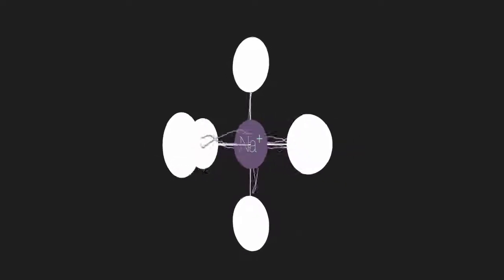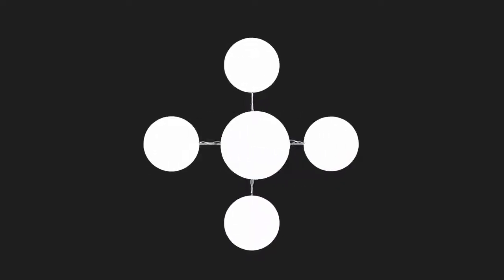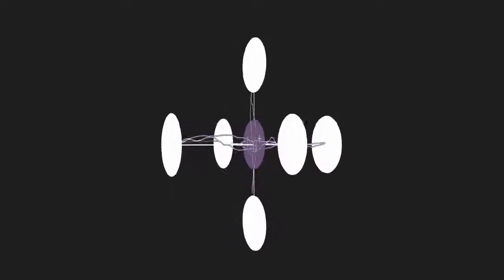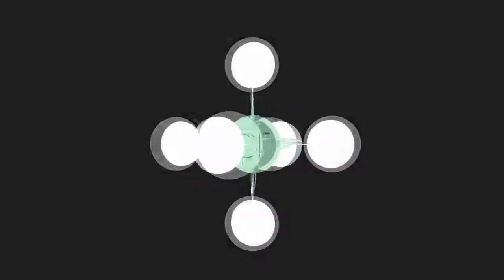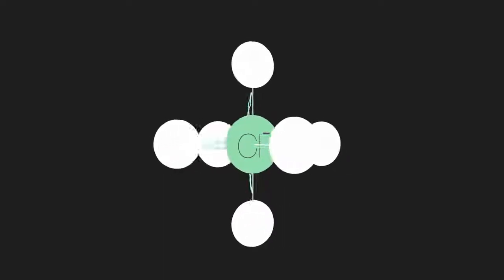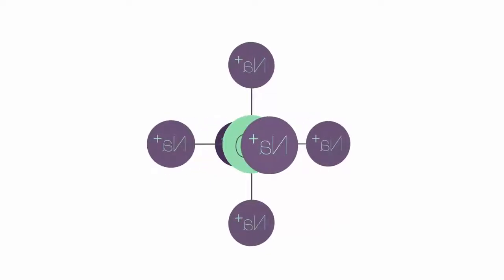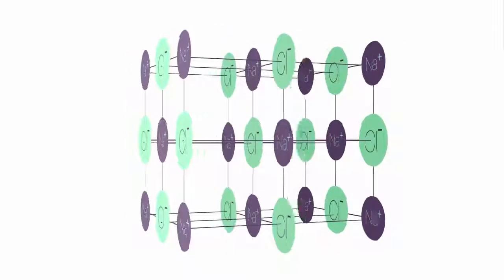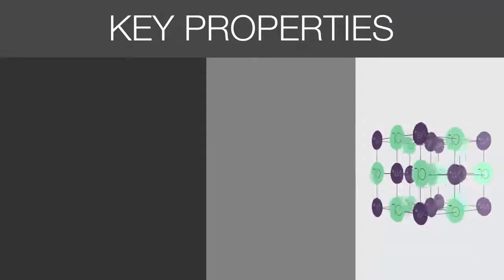Let's think about it. Each sodium ion is held in place by the electrostatic attraction of 6 neighboring chloride ions in all possible 3D directions. And similarly, each chloride ion is held in place by the electrostatic attraction of 6 sodium ions, also in all possible 3D directions. Since this lattice structure is so strong, it explains some key properties of ionic compounds.